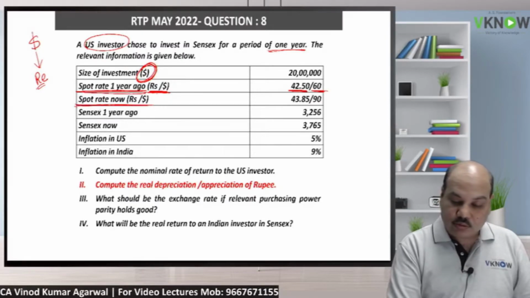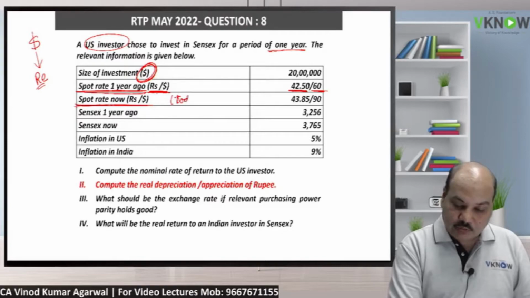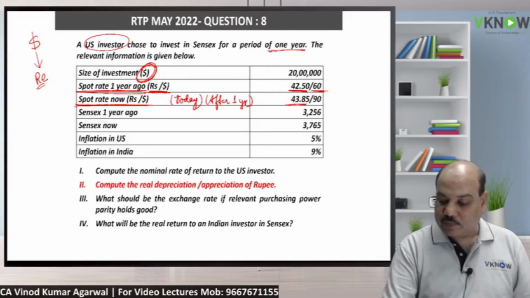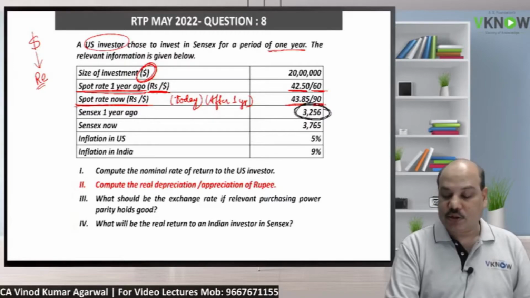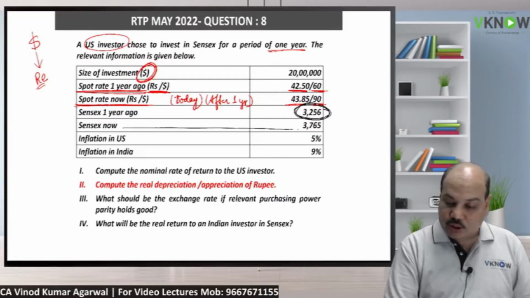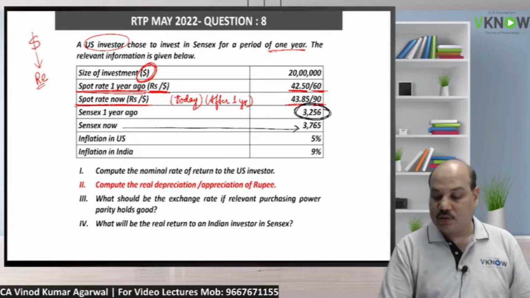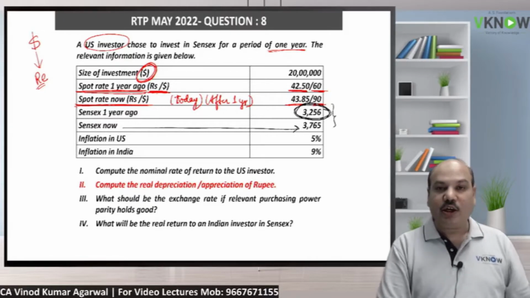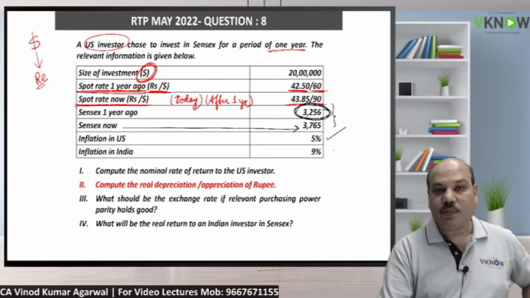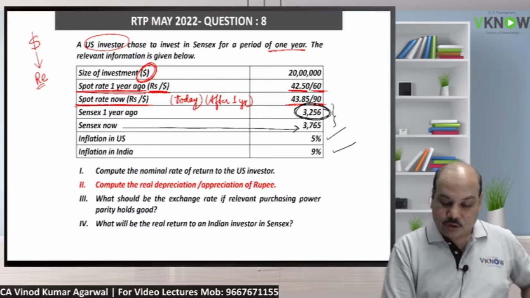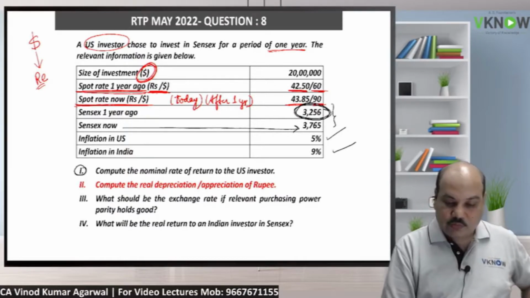Today, after 1 year, the rate is 43.85 buying rate, 43.90 selling rate. Sensex when he bought was 3256, and Sensex today has gone up to 3765. So you will recollect we have similar questions in the class. Inflation in USA is 5%, India 9%. First question is very easy, a school level question.